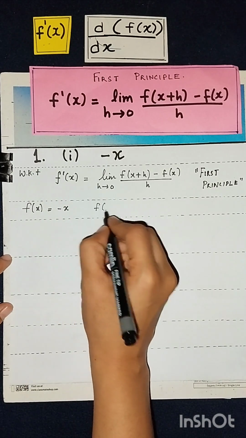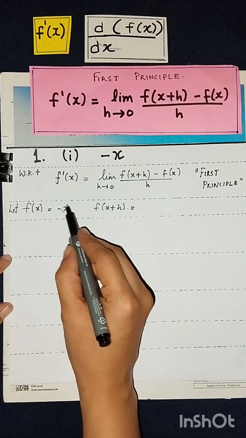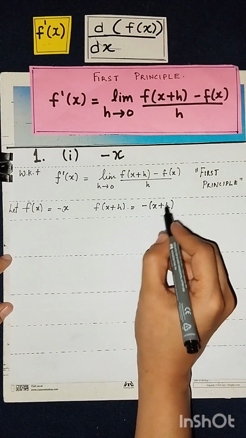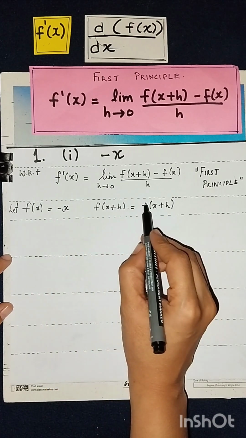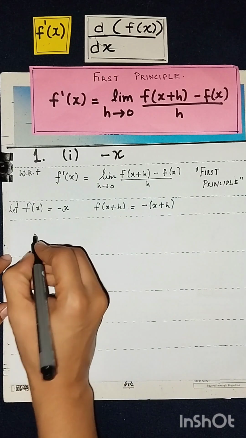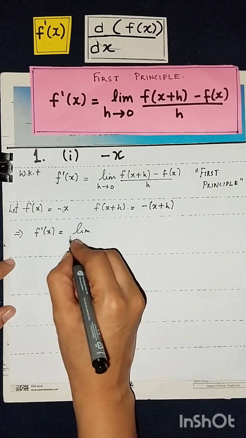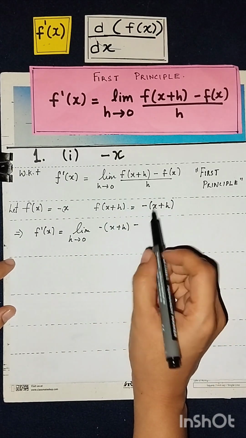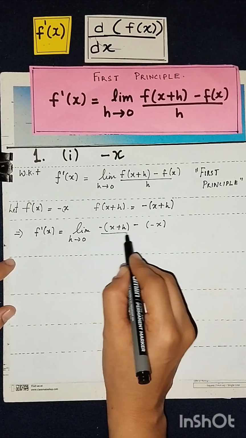From this, let f of x plus h be, in the place of x we have to write x plus h, but we have to put the bracket and we have to write the minus sign. If you don't put the bracket, then this will be wrong. If you have x, you have written minus x. If you have x plus h, you will write minus of x plus h. Now let us substitute both in the f dash of x. So f dash of x is equal to limit h tends to 0 of minus of x plus h minus, and here you have to be very careful, you should not forget there is a minus sign here and there is a minus sign for f of x as well, divided by h.